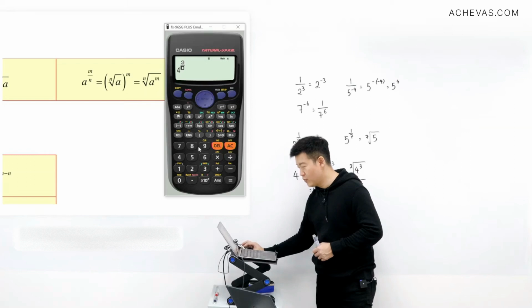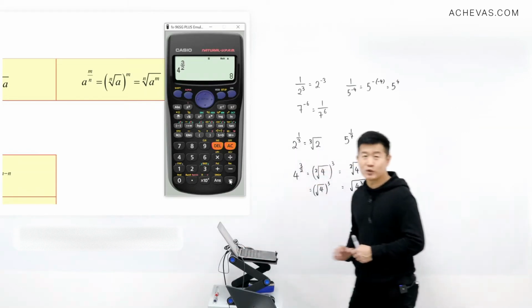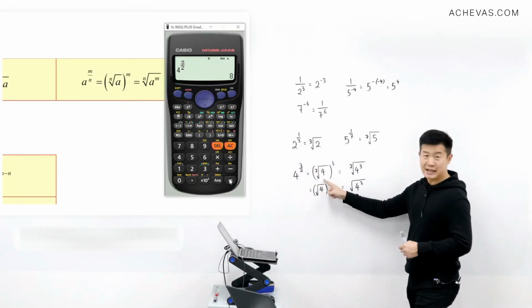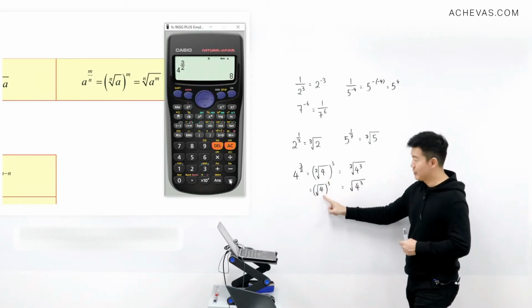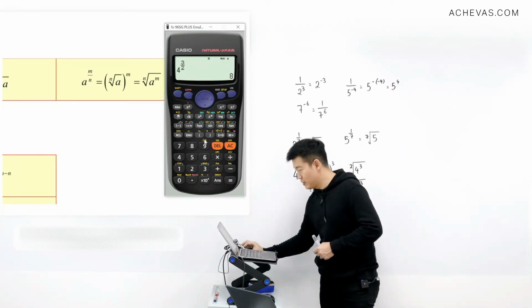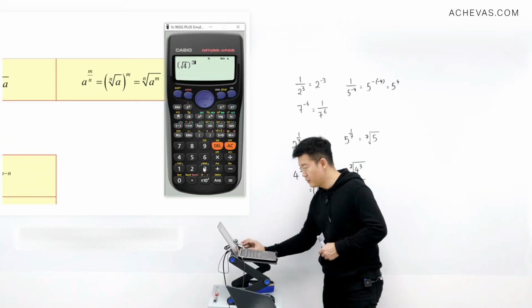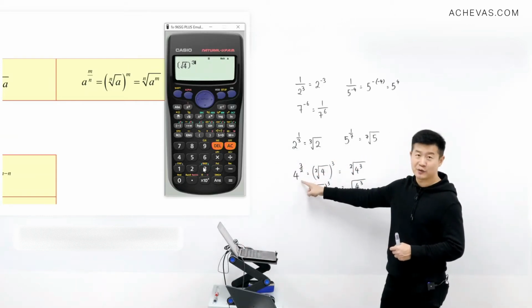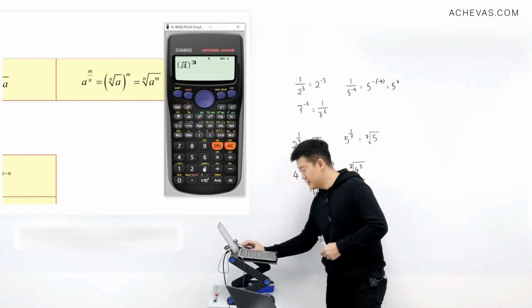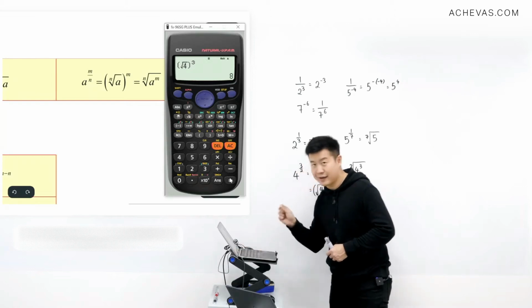So 3 over 2, this is equal to 8. Let's check against this, or maybe I'll just press this into the calculator. Let me try this: square root of 4, close bracket, to the power of 3. We are expecting to get 8. So this is equal to 8.